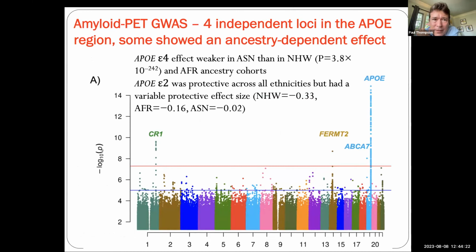There is evidence that the ApoE4 effect on amyloid is a little bit weaker in Asian ancestry individuals than in non-Hispanic whites and African American or African ancestry individuals. ApoE2, at least in regard to amyloid, appeared protective across all ethnicities. But the paper is very interesting to read on this. I don't want to prejudice your interpretation of it, but it looks like there's a hint of evidence for an ancestry-dependent protective effect on amyloid accumulation from PET.